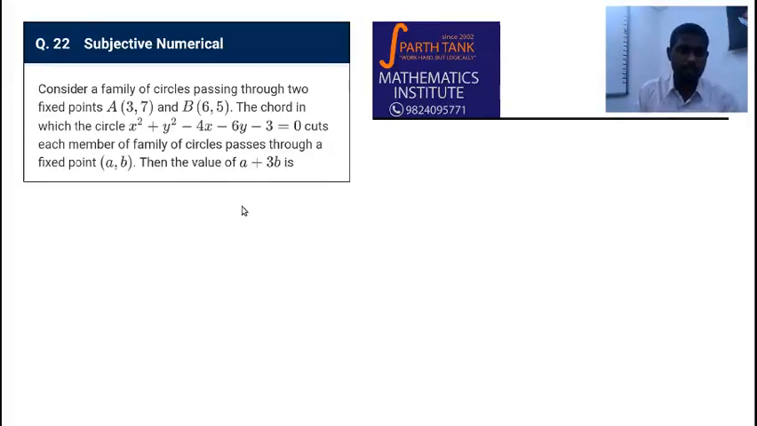Let us move on to question number 22. Consider a family of circles passing through two fixed points (3, 7) and (6, 5). Another circle, x squared plus y squared minus 4x minus 6y minus 3 equal to 0, cuts each member of the family of circles in a chord which passes through a fixed point (a, b). Then the value of a plus 3b is... a bit of an intricate problem.